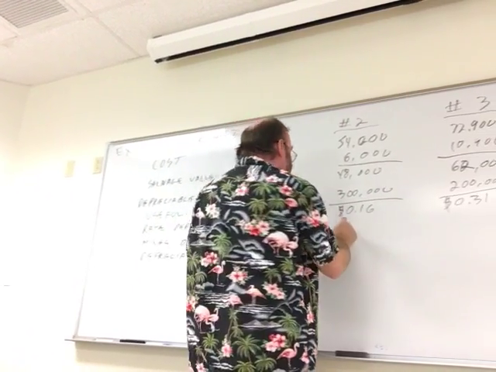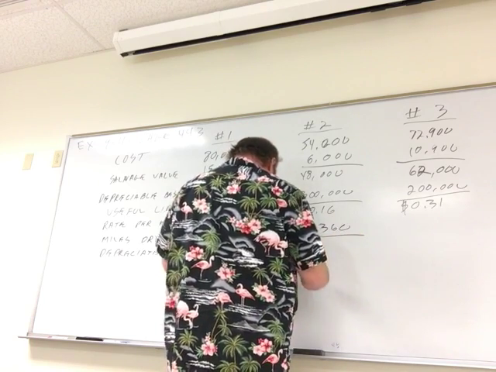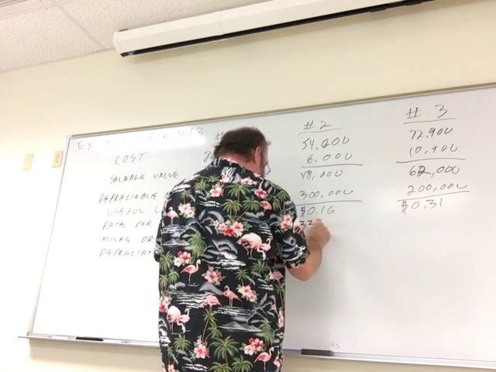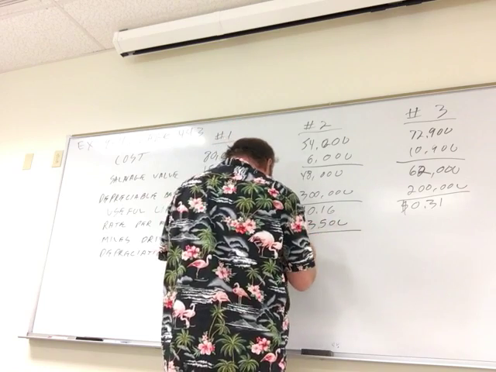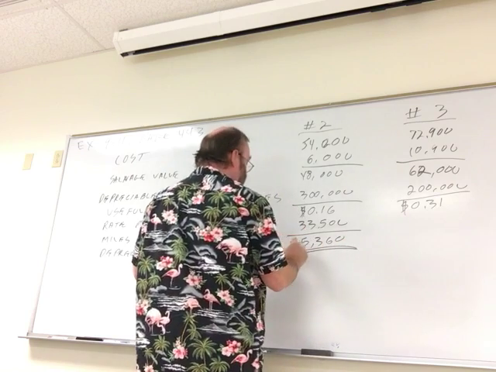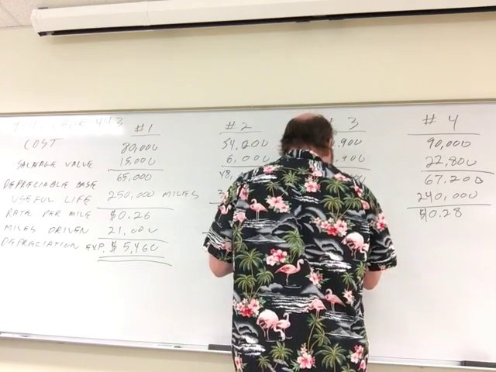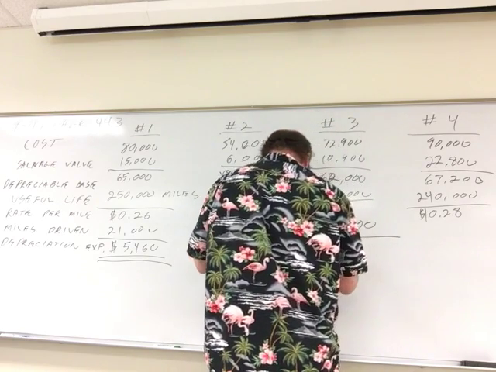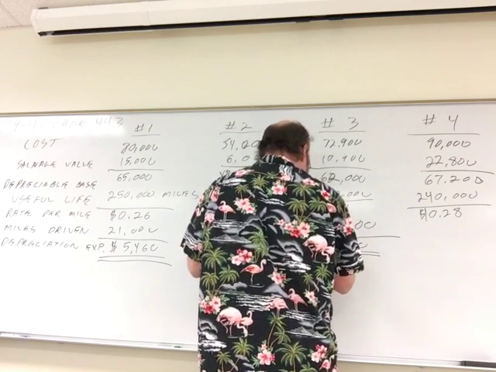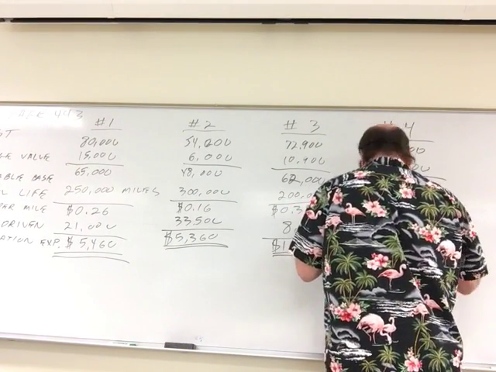Truck number 2, we got 5,360 out of it. I'm sorry, no. 33,500 miles, and the depreciation expense is 5,360. Well, you drove truck number 3, 8,000 miles, for 1,860, and then 22,500 for truck number 4.